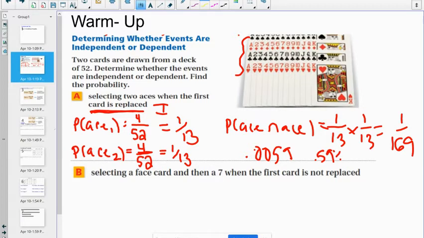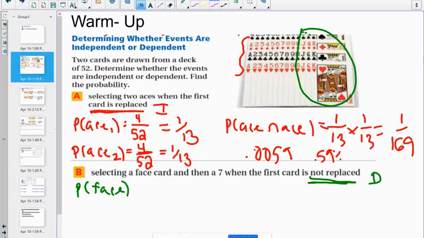Now for part B, we're selecting a face card and then a 7 when the first card is not replaced. With that not replaced, that's the key there. So that is dependent. So now probability of face. Face cards are either jacks, kings, or queens, cards that have a person or a face on it. Since there's 3 different face cards for each suit, that's 12 because 4 times 3 is 12. Or you can just count them all up here. Then our denominator, since we haven't picked one yet, is still 52.